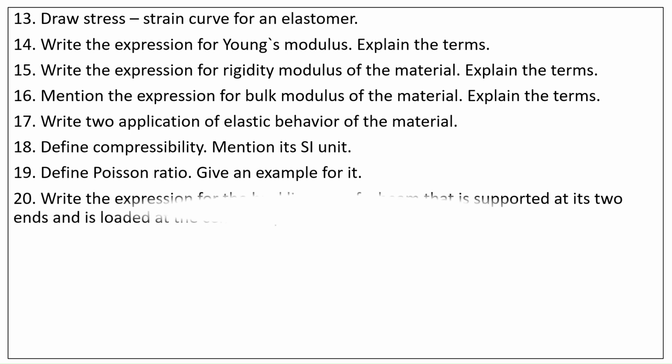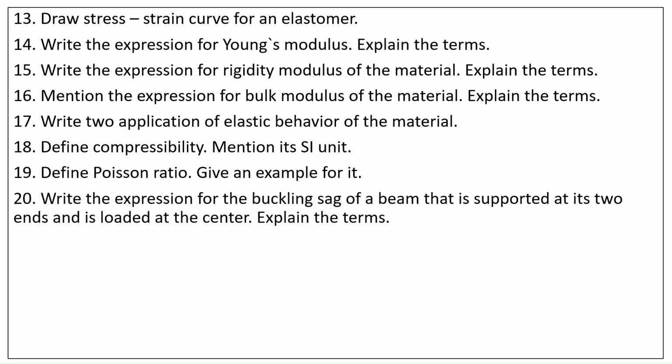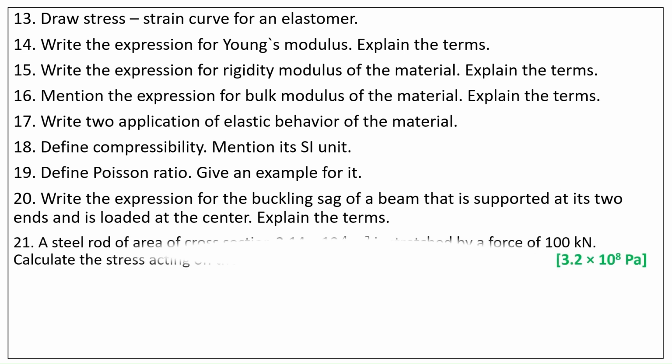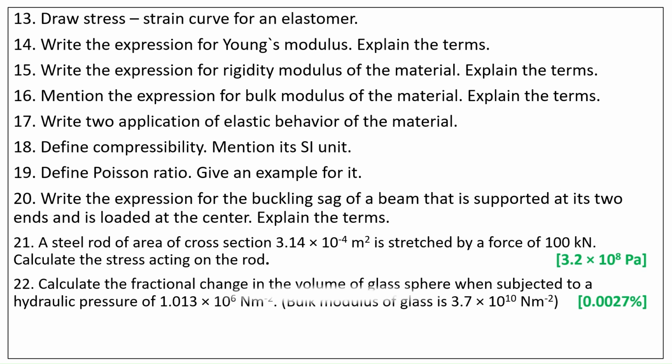20. Write the expression for the buckling sag of a beam that is supported at its two ends and is loaded at the center. Explain the terms. 21. A steel rod of area of cross-section 3.14 × 10^-4 m² is stretched by a force of 100 kN. Calculate the stress acting on the rod. Answer is 3.2 × 10^8 Pascal.